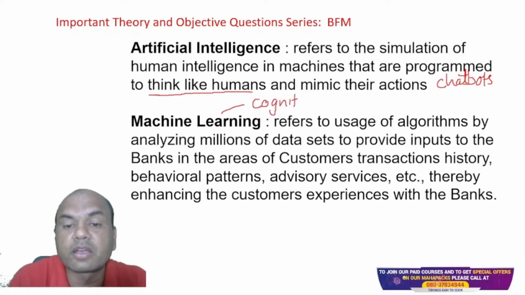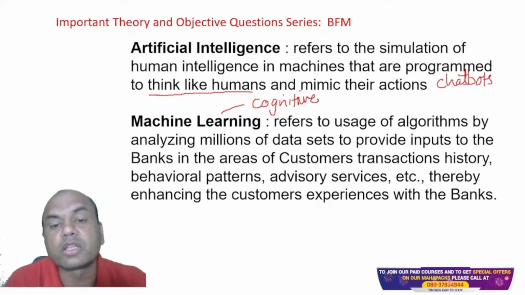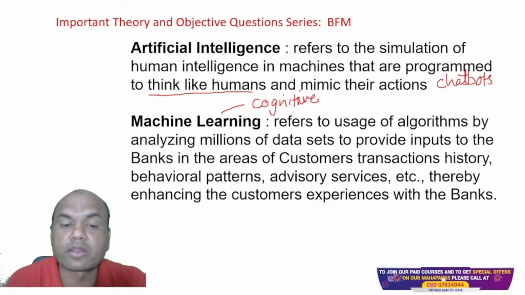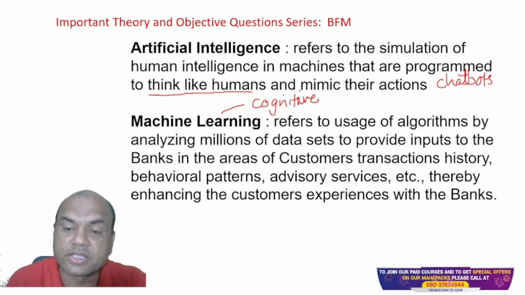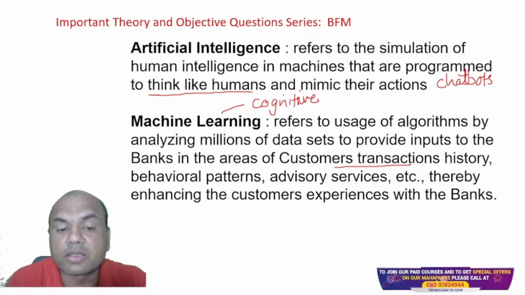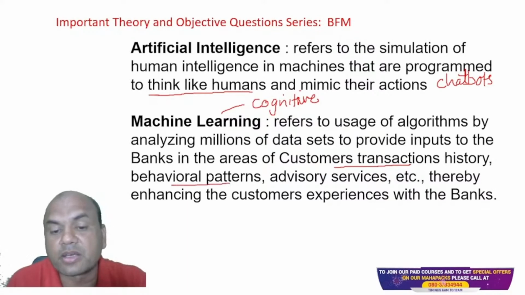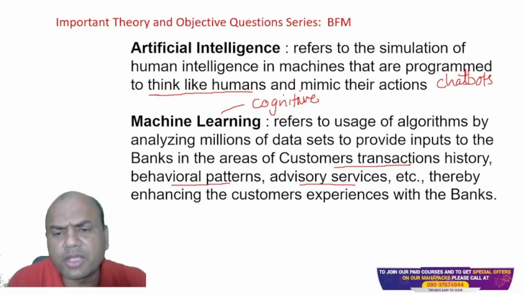This word you will hear many times. Cognitive. Okay, cognitive means continuous learning. It refers to the usage of algorithms by analyzing millions of data sets to provide inputs to the banks in the areas of customer transaction history. So whatever are the customer transactions, whatever are the behavioral patterns of that customer, advisory services.